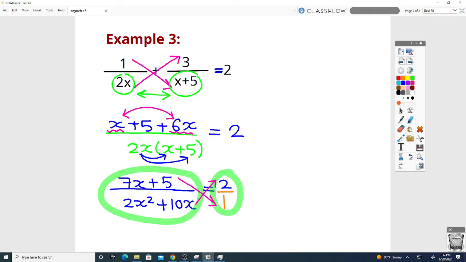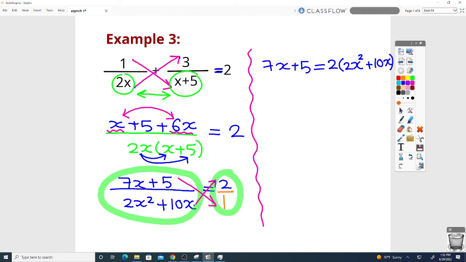All right, so let's continue. This is going to give us 7x plus 5 multiplied by 1, this is simply 7x plus 5 equals to 2 multiplied by this term, so 2 multiplied by 2x squared plus 10x. I'll keep this side the same, and I'll multiply the 2 inside the bracket on this side. This is going to give me 4x squared plus 20x.